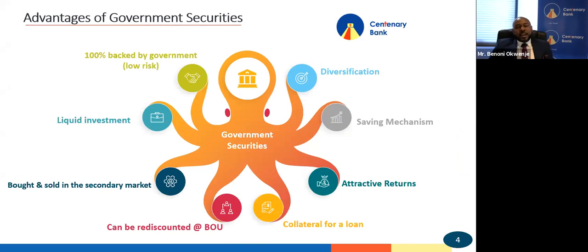Now, advantages of government securities. Really, I could talk all day about them. I think the advantages are many. The first and obvious one is they are almost risk-free. Why? Because they are issued by government, 100% backed by government. Government pledges to pay you back your principal plus interest. In this region, it's very rarely that you see governments default on their debt. So they are definitely less risky than, say, if you're lending to another individual.